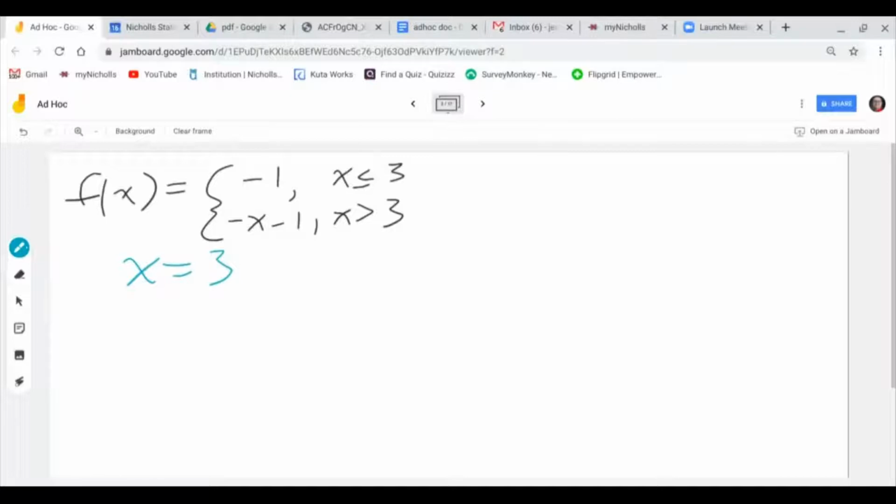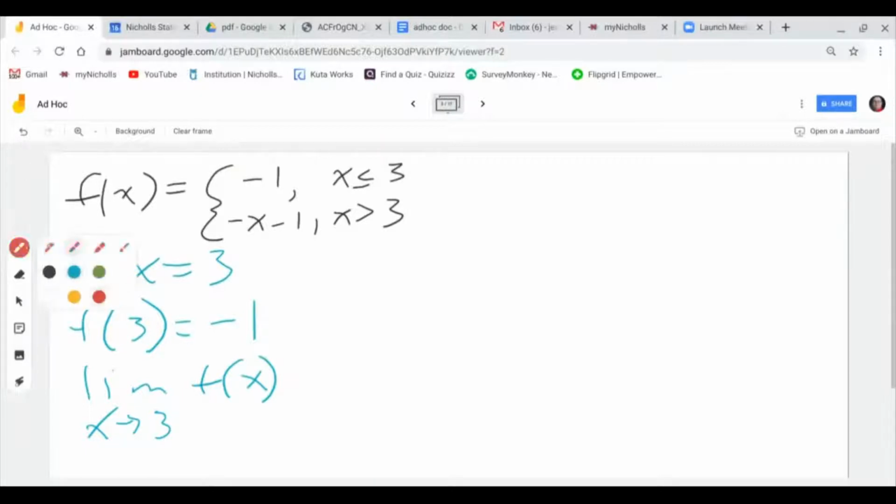Now, is it defined? What is f of 3? Well, when x is 3, I'm going to use this top piece here. And so f of 3 is just going to be -1. So it's defined. Good. Let's see if we can find the limit. Well, we're trying to find the limit as x approaches 3 of f of x. But there's a problem. It's defined differently on the left side of 3. It's defined differently on the right side of 3. So let's break it up. Let's look at each one.